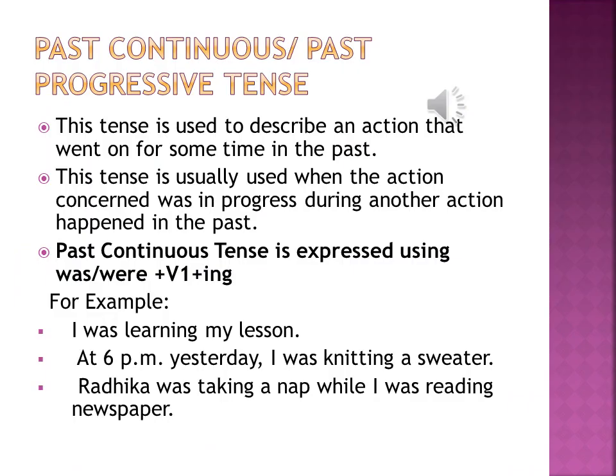Next in the category is past continuous or past progressive tense. This tense is used to describe an action that went on for some time in the past. Means in the past an action was in progress for a particular period of time. This tense is usually used when the action concerned was in progress during another action happened in the past. And it is expressed using was, were plus first form of the verb plus ing.